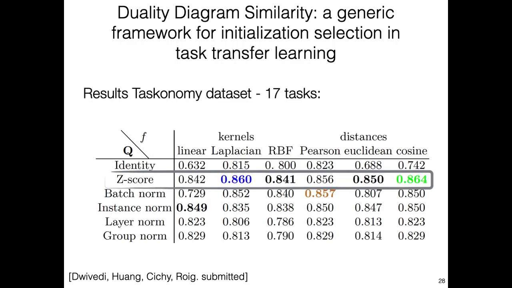And here what we get is that the results, when we use as F the z-score, is the one that leads to higher transfer learning performance. And actually also in F, to build the dissimilarity matrices, the best is to use nonlinear functions like the Laplacian or the cosine.